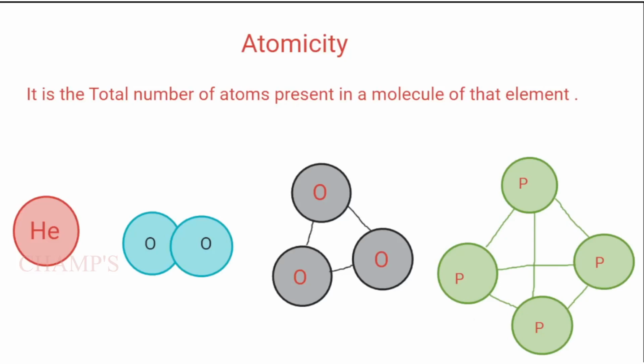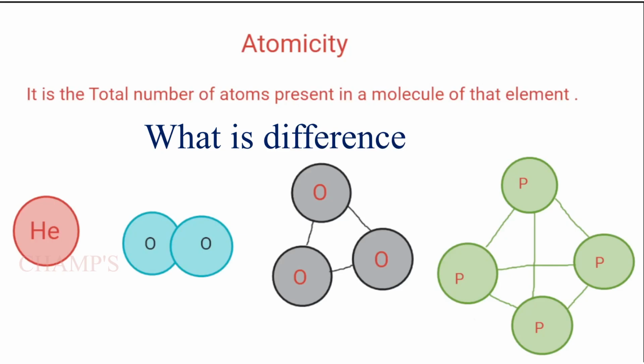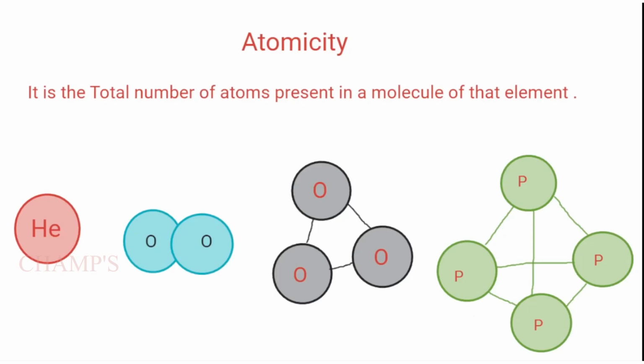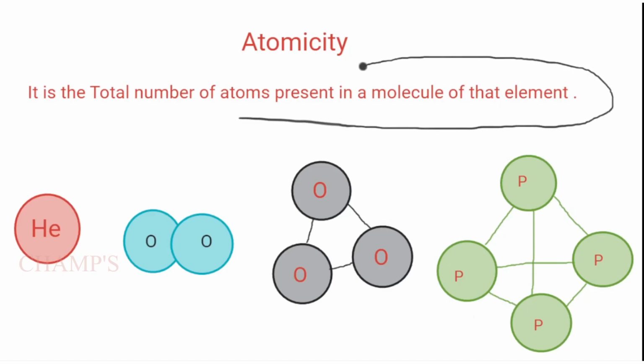Today we'll solve one of the major doubts of students, that is, what is the difference between atomicity and valency. So let's start. What is atomicity? It is the total number of atoms present in a molecule of an element.